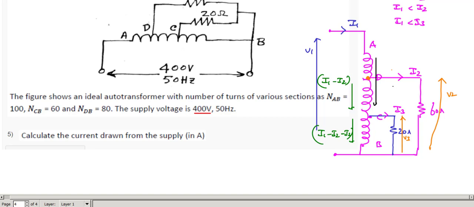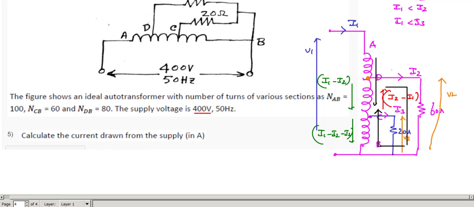Forget about this 20 ohms. So this I2 is flowing like this. Which one is dominating? I1 is dominating or I2 is dominating? I2 is dominating. Resultant I2 minus I1 current. So from whatever I said, I2 minus I1 current flows in this direction, resulting in a current of I2 minus I1.